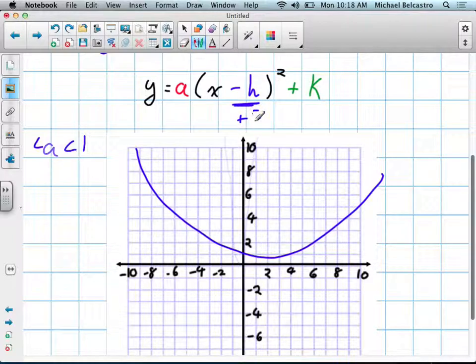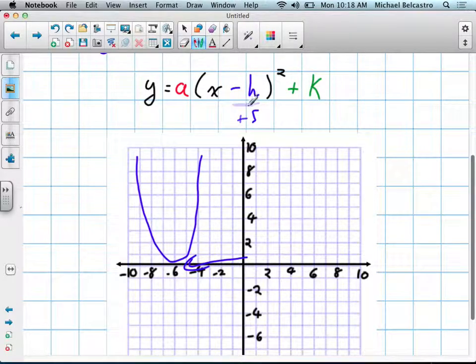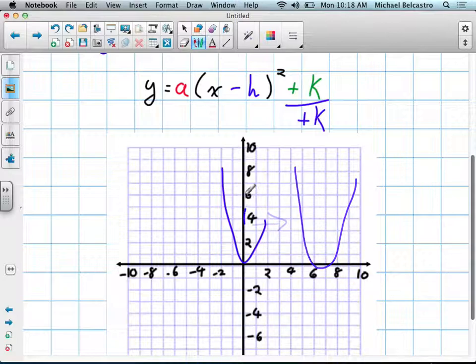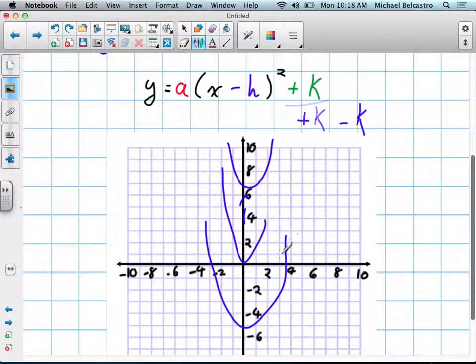We know if h is positive, some number, we're going to actually move the parabola in a negative direction horizontally. If h is a negative term, and that's strictly in the brackets, we know we're going to move the parabola horizontally in a positive direction. And we know if k is positive, the parabola moves upwards, and if k is negative, the parabola moves downwards. Okay, so that was a quick recap. We're going to put them all together.